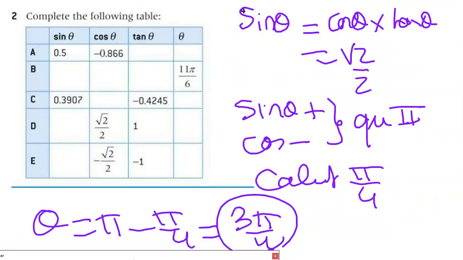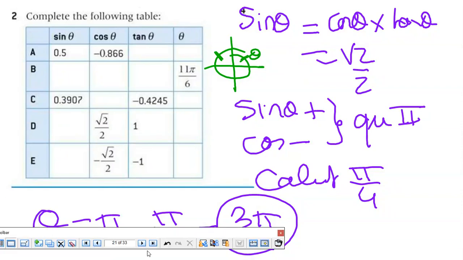The last one, exactly the same, but what's the difference between this one and the preceding one is that I have cosine negative and sine positive. So it means I'm in quadrant 2. Excellent. So which angle that lies in quadrant 2 has the same cosine as theta but opposite sign? It's pi minus theta, pi minus alpha, so pi minus pi over 4, so it's 3 pi over 4.